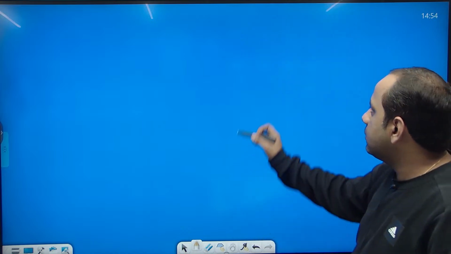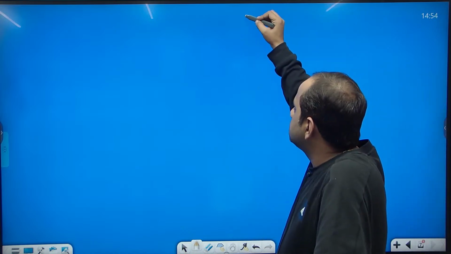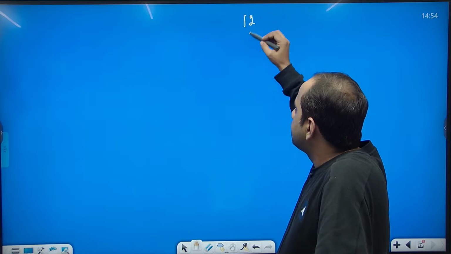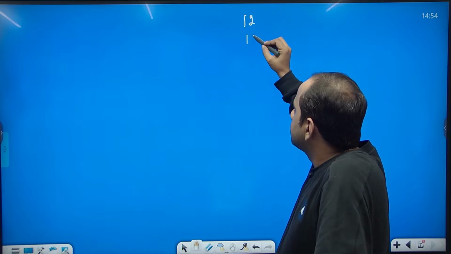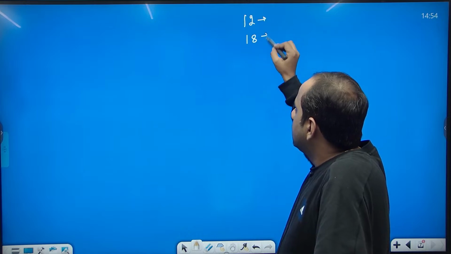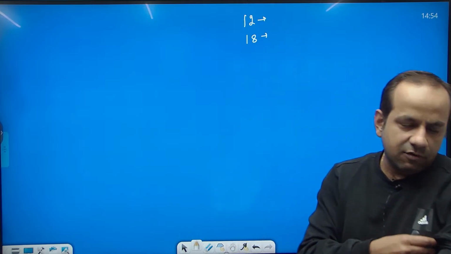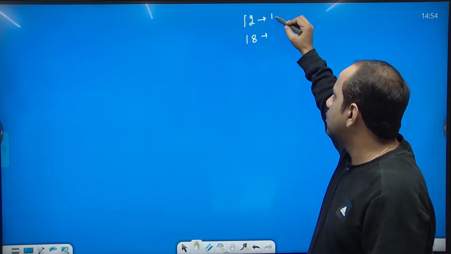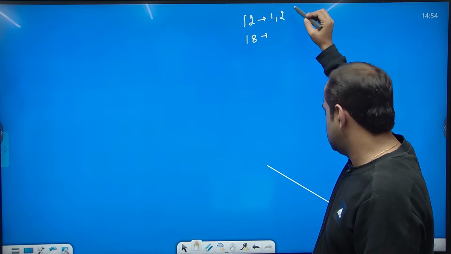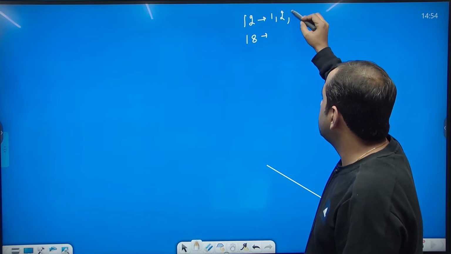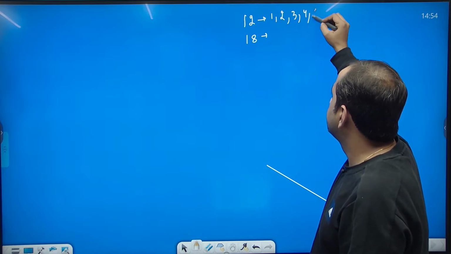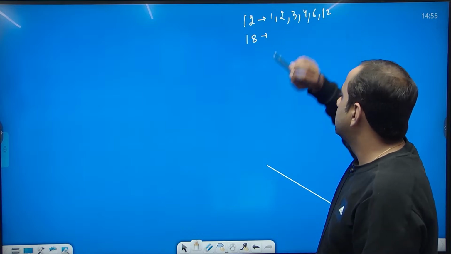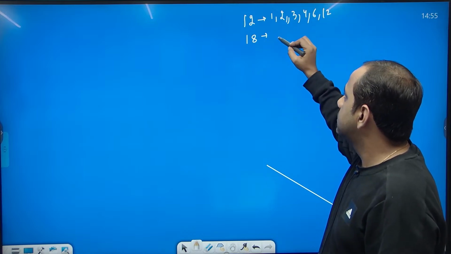At the same time, if I say that we have 2 numbers like 12 and 18, and I need to write down the factors of 12. What are the factors of 12? 12 comes in whose tables? 1, 2, 3, 6 and 12.